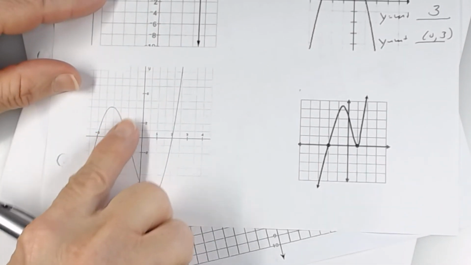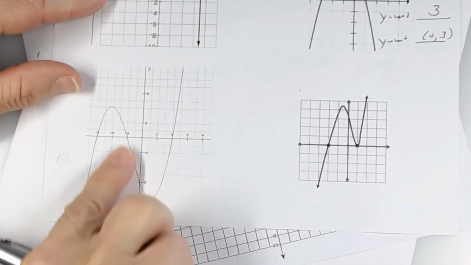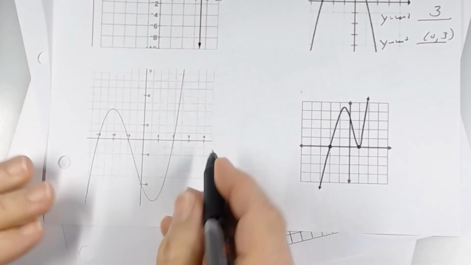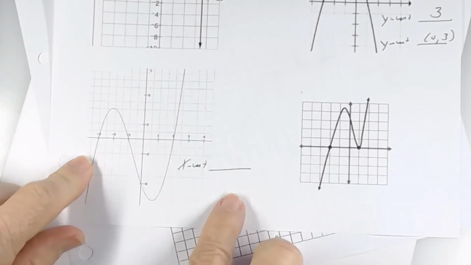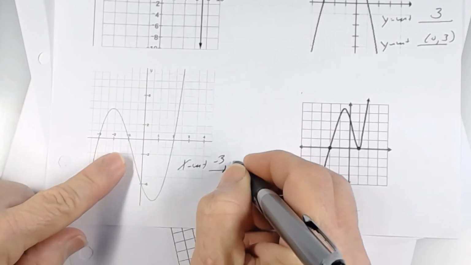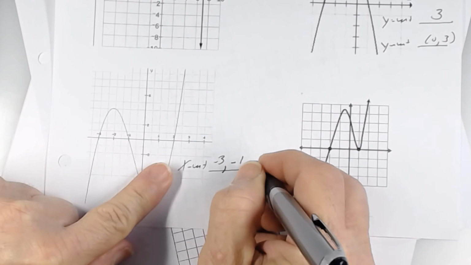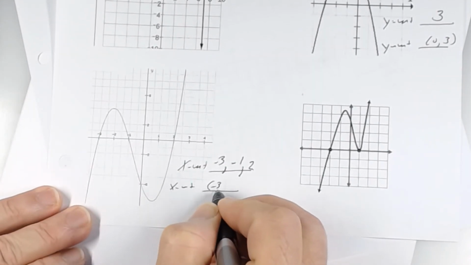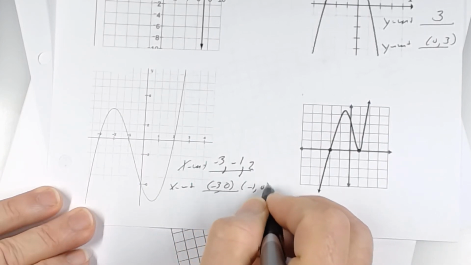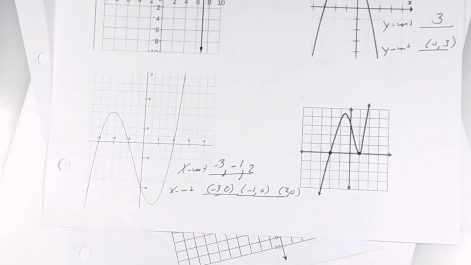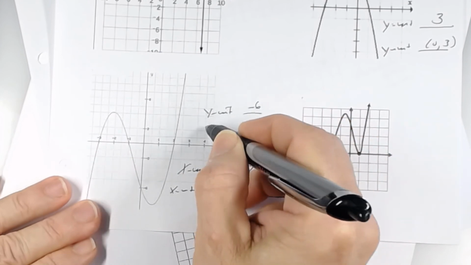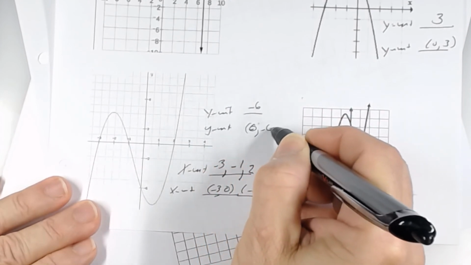Look at this one. You're going to graph some polynomials that look like this later on towards the end of the semester. How many x-intercepts are there? 3. In MyMathLab, how are you going to write those x-intercepts? Let's go from left to right: -3, comma, -1, comma, 2. On the worksheet, you're going to write them as ordered pairs: (-3, 0), (-1, 0), and (2, 0). The y-intercept, on MyMathLab, is -6. On the worksheet, it's (0, -6).